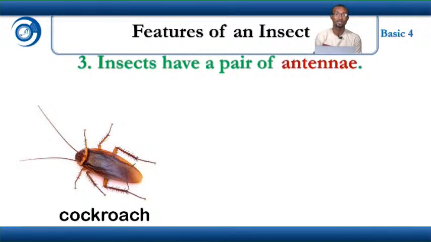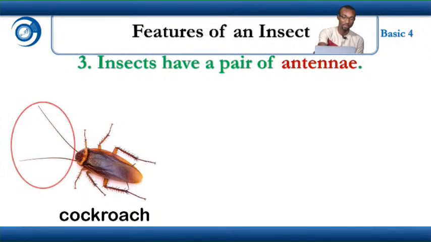Which part is known as the antenna? The antennae are the 2 long stripes that you see fixed on the head. That is called the antenna. When we say pair, we are talking about 2. So you see that we have 1 here, we have 2 here. So insects have a pair of antennae.